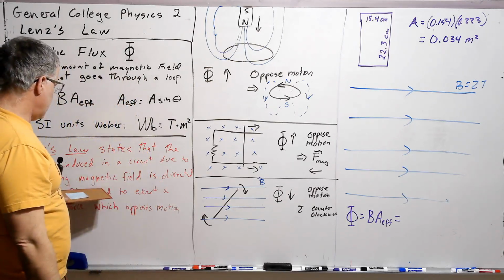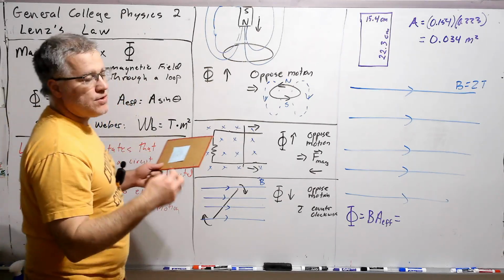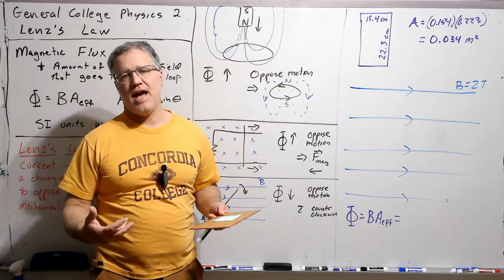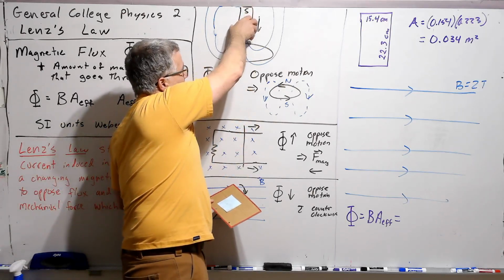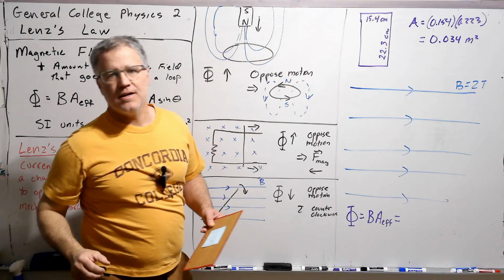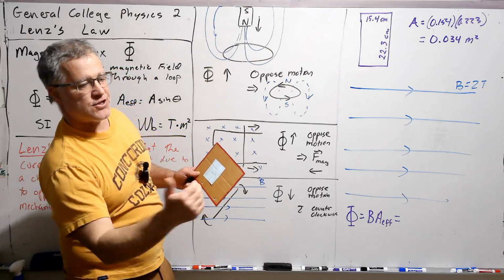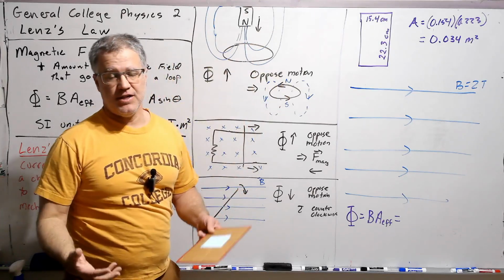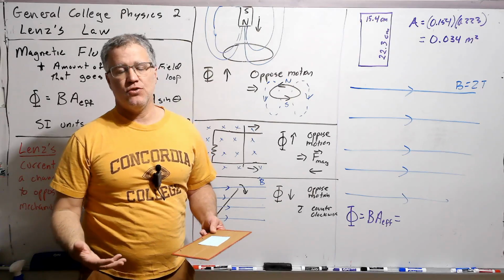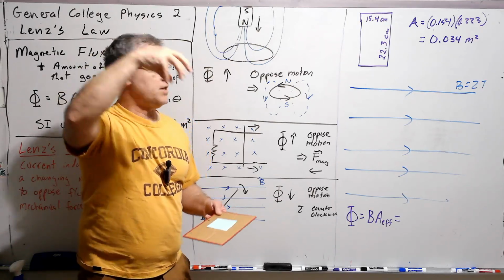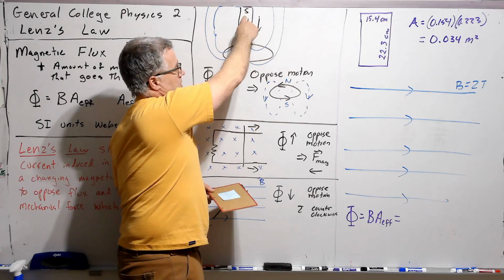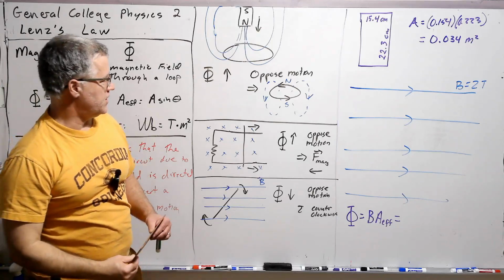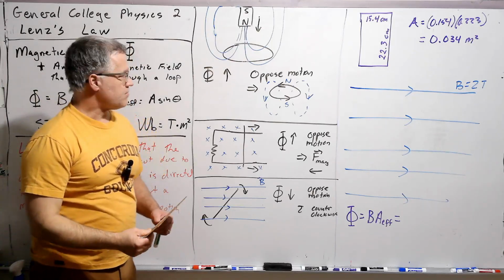So the system is trying to maintain the flux through the loop that it had. So if this moves down just a little bit, the flux from the magnet increases, so then the current goes in the other direction to oppose that. Remember, with magnetic fields superposition holds, so the total magnetic field will be the magnetic field from the bar magnet and the magnetic field from the induced current in the loop.